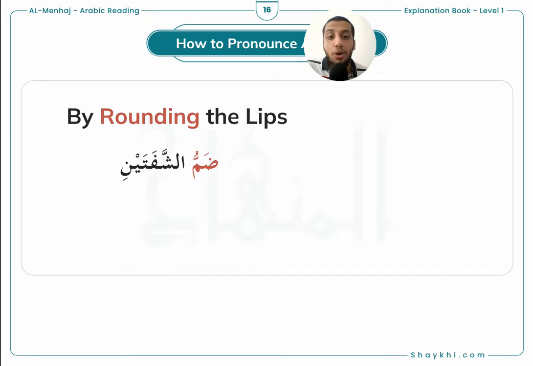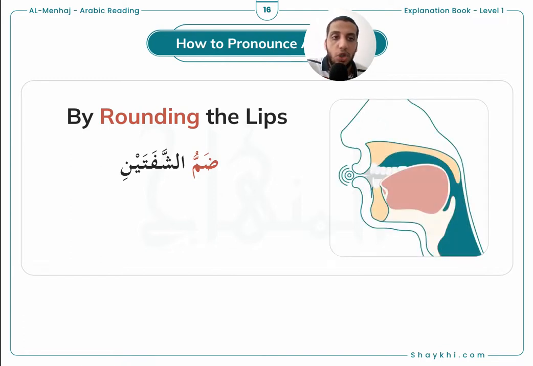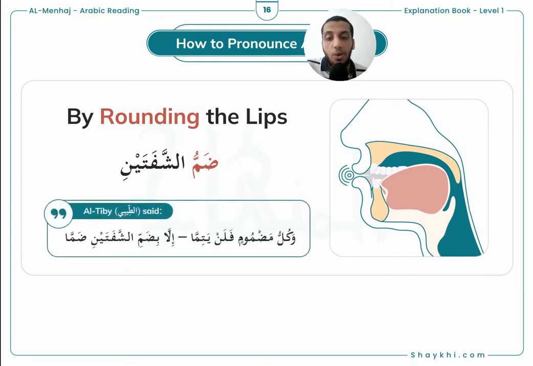So let's now see the shape of the lips when pronouncing a letter with dhamma. This is the shape of the lips, rounded like this. So what is the proof or the evidence that when we pronounce al-Dhamm we have to round the lips like that? Let's take قول الإمام الطيبي, or the saying of الإمام الطيبي.